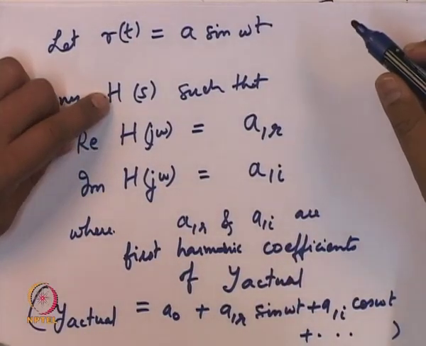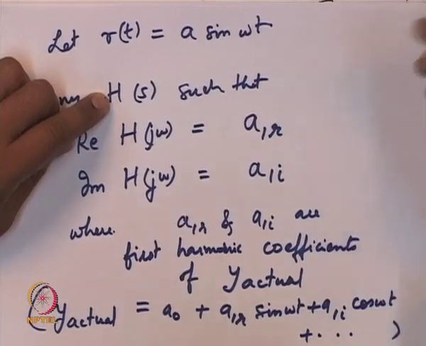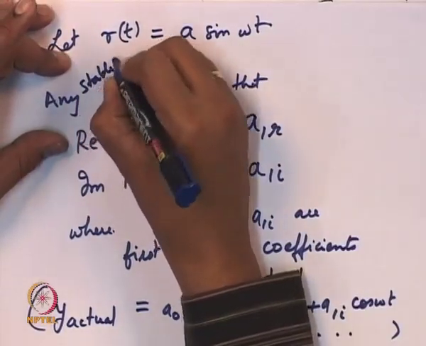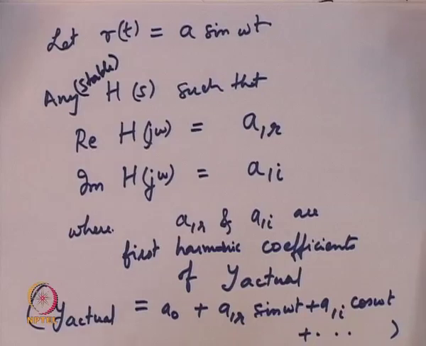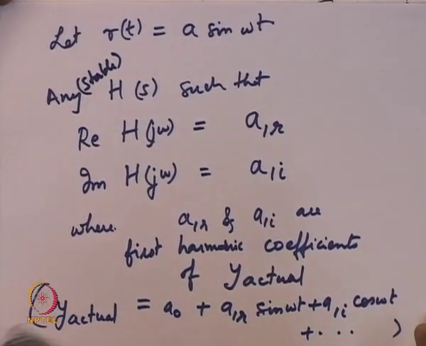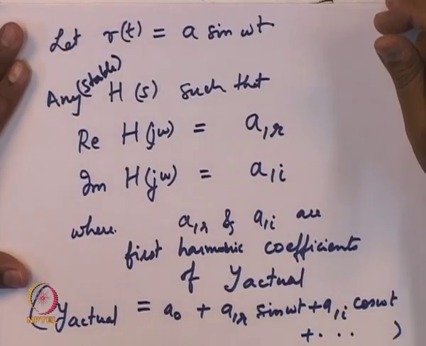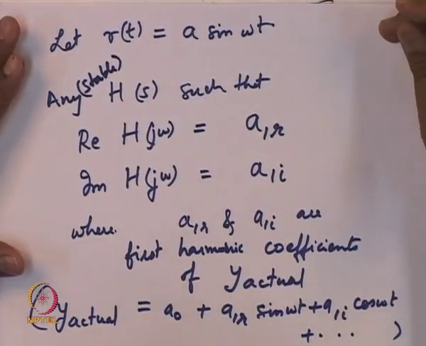So any stable transfer function H also has to be bounded input, bounded output stable. This is an extremely important theorem, that is what makes the describing function very rigorous, and of course it has always proved to be very useful. Derivation of this can be found in Vidyasagar's book on nonlinear systems analysis.